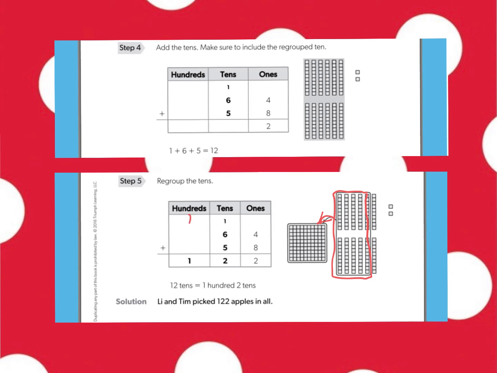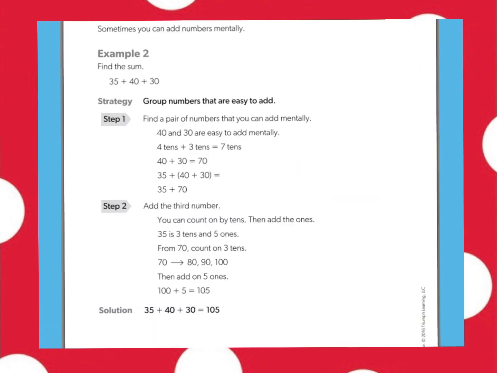So I made my new 100. Sometimes I like to put a new 100 up there as well. So I have regrouped my tens, and I made a new 100, and I have 2 tens left over. So that's where I'm going to put my 2, and now I've made my new 100 right here, and that's what I'm going to put over there. So all together, Lai and Tim picked 122 apples in all.